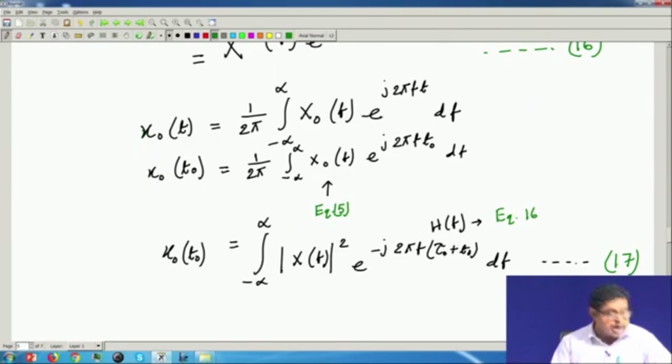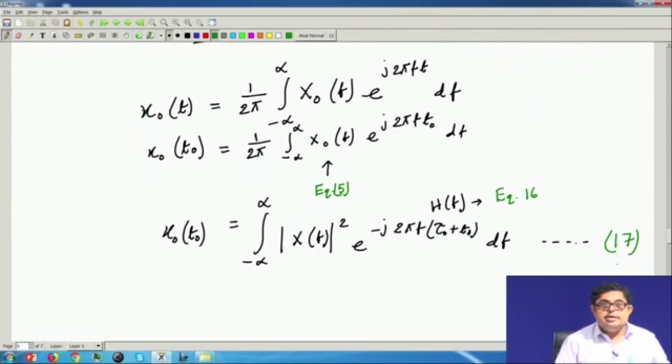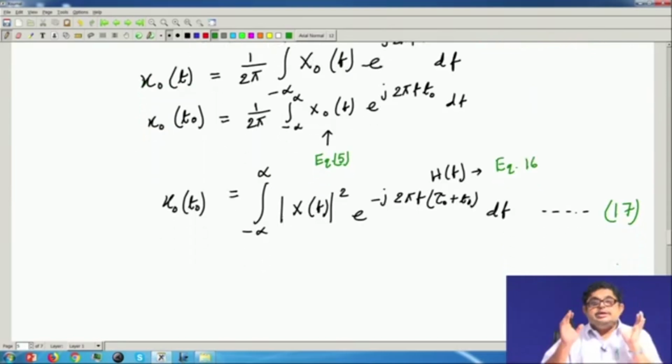So here I end today's lecture. We have seen what a matched filter is. The tutorials will give you a problem with a particular type of signal, and you may be asked to find out what the matched filter implementation is, and what the maximum SNR is. That you will be able to say.